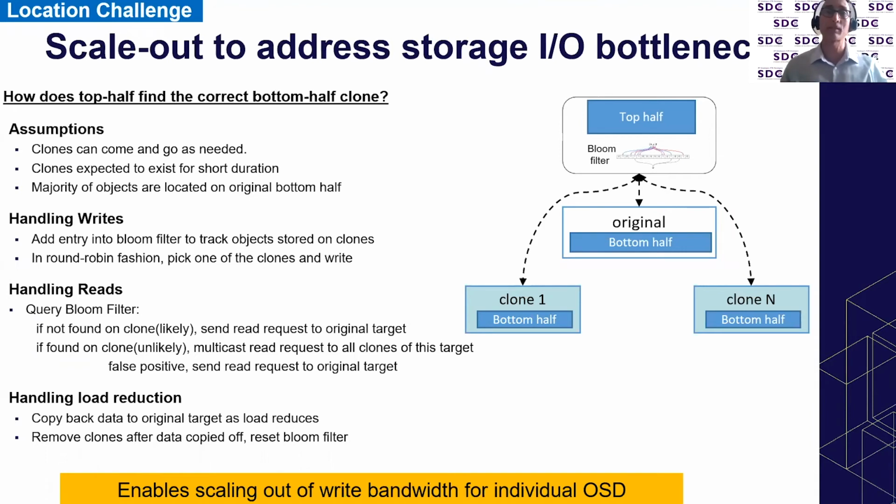before this write burst. So this is how we think we can solve both the challenge of scaling out the write bandwidth of the bottom half of any OSD, and we can enable finding out where actually to write and where to read from when clones of the bottom half exist.